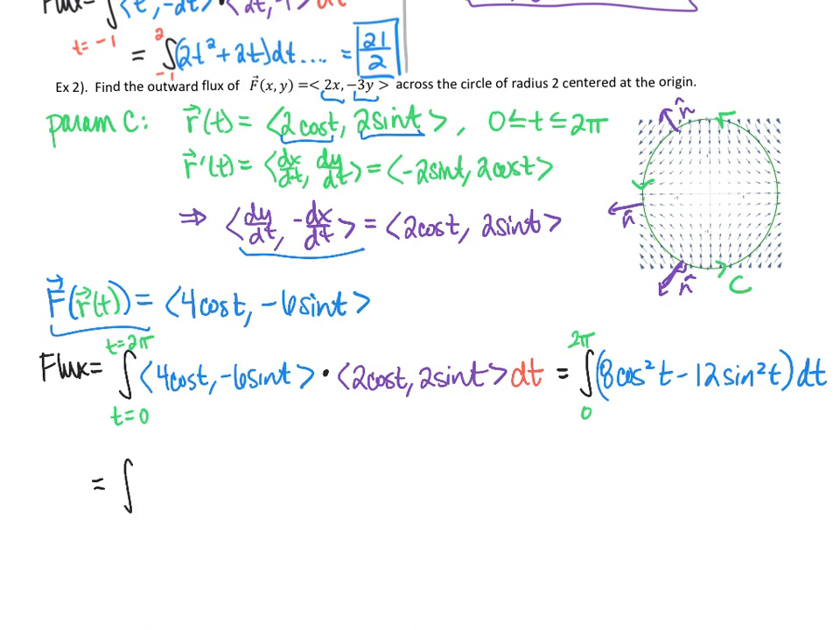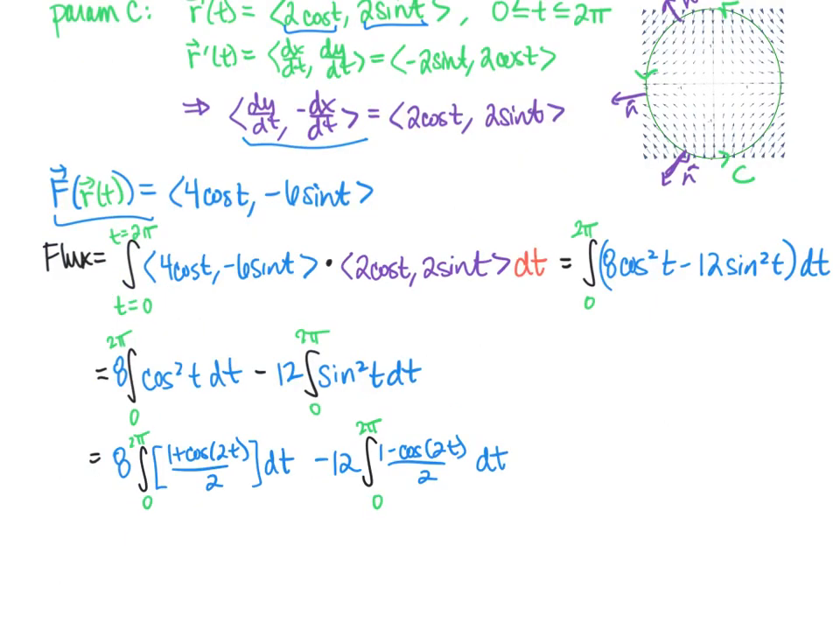Okay, and then recall from Calc 2, one of the ways you can do this is we'll split it up, and then I will use the double angle formula because this is an even value for this trig function. So I'll use the double angle formula to convert this to an integral that I can do more easily. And then when you actually integrate and simplify, this is going to be 8 pi, and this is going to be minus 12 pi, which is giving us negative 4 pi.